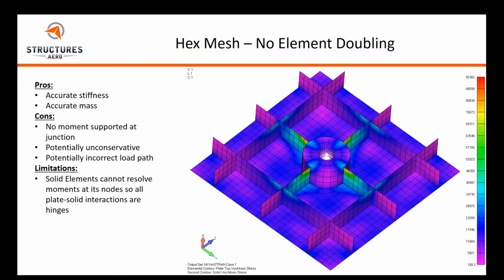It won't always run. You'll get excessive pivot ratios. You'll get some other things. It can be unconservative. So it's basically meaning that if there was going to be a moment resolved here, and because you don't have any way to resolve it, it's going to find a different load path. So it's going to go somewhere else, and you're going to get an artificially low stress at this location. But each situation is different.